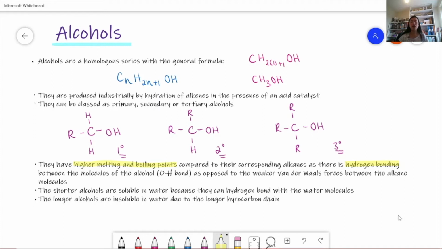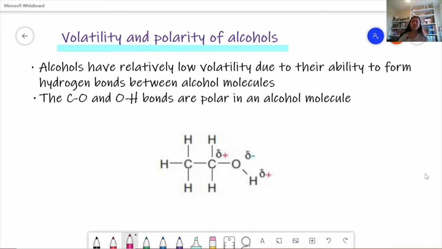The shorter alcohols are soluble in water, and this is because they can hydrogen bond with the water molecules. However, the longer alcohols are insoluble in water, and that is due to the longer hydrocarbon chain, which is insoluble. You'll also need to know about the volatility and polarity of alcohols.